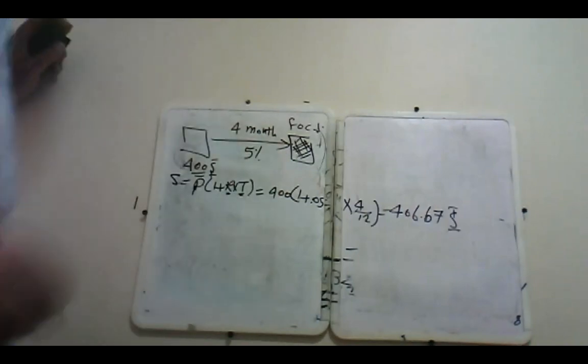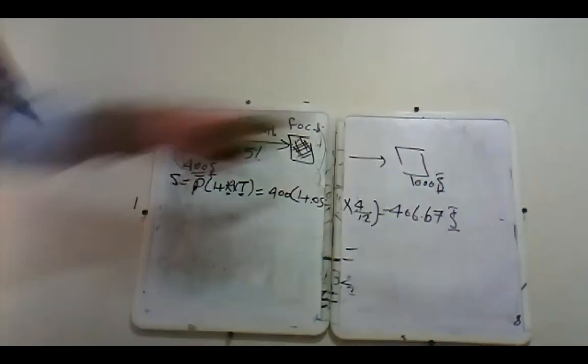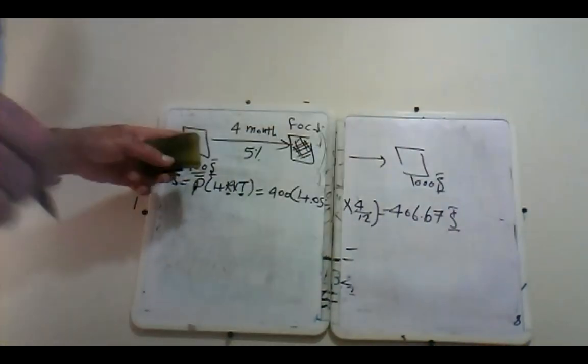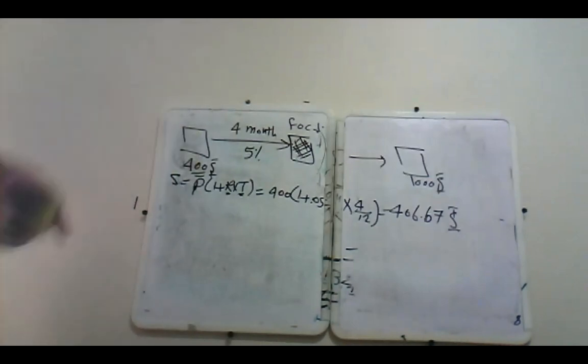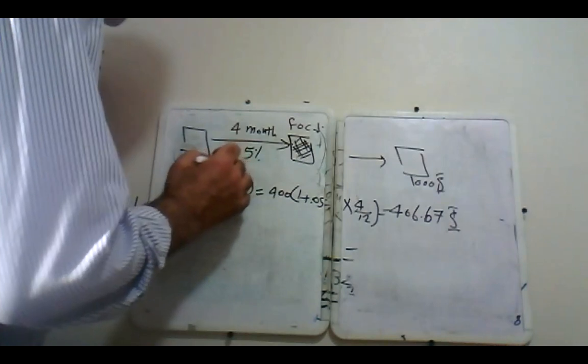How about the second amount? The second amount is $1,000. But when is this $1,000? It is after 6 months from now, from the time of the 400.